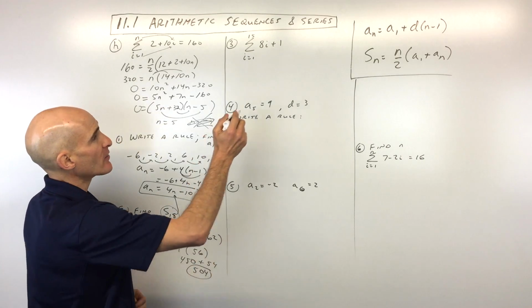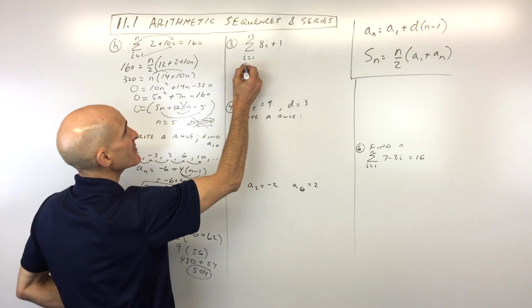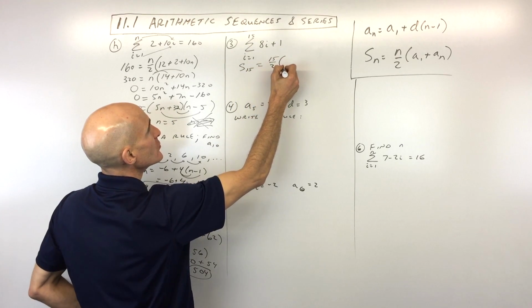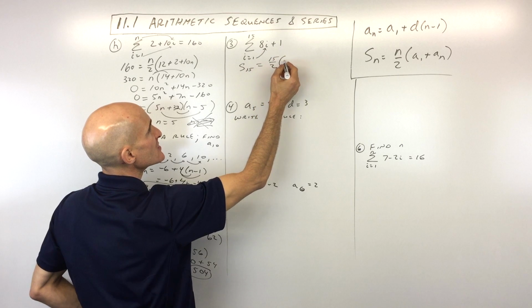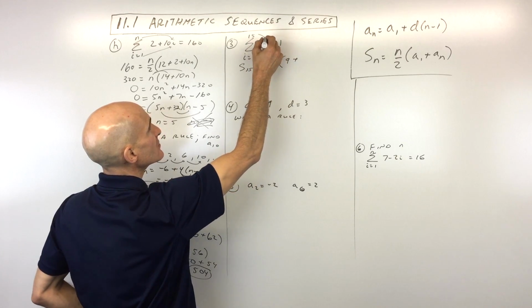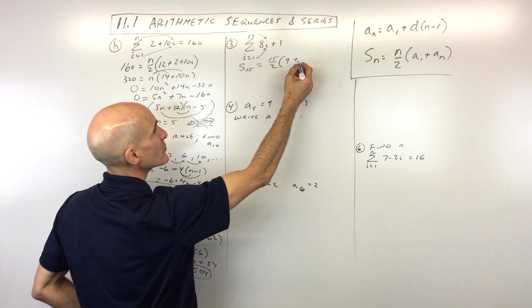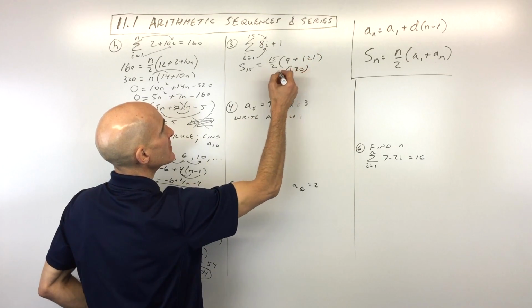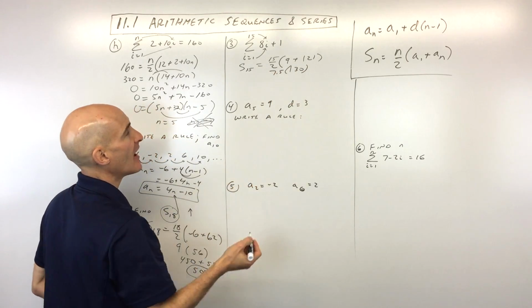Well, if I was going to do it, again, I would be using this formula here. We've got the sum of the first 15 terms, so we have 15 divided by 2. The first term would be 8 times 1 is 8 plus 1 is 9. The 15th term is going to be 8 times 15, which is 120, plus 1 is 121. So that comes out to 130 times 7.5.